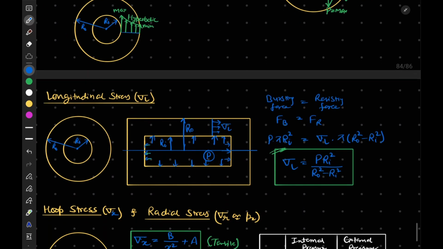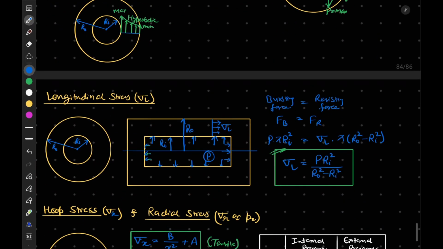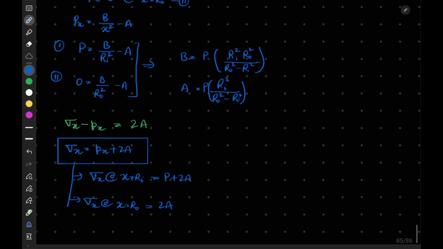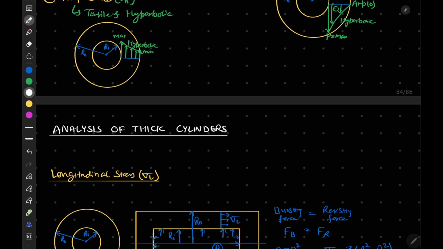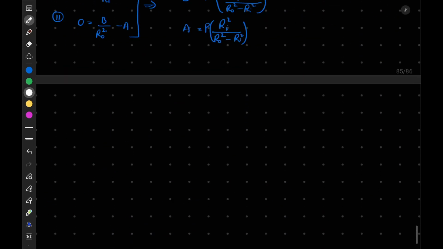Let me put a heading here. I forgot to mention the heading, that is analysis of thick cylinders. So this is our analysis of thick cylinders. Now we will move to analysis of thick spheres.